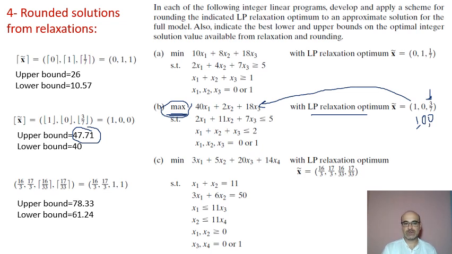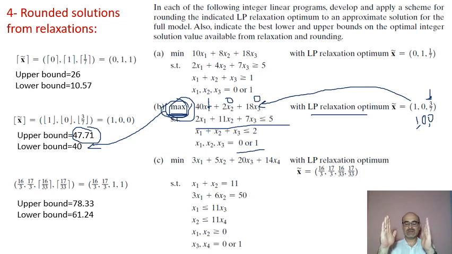Let's try that solution, 100. For the first constraint, it's less than or equal to 5. For the second constraint, it's less than or equal to 2. And the integrality restrictions, binary restrictions, are also satisfied. This 100 is a feasible solution for you. Now, put this 100 into the objective function and calculate the objective function value. So it is 40. This integer feasible solution for this maximization problem gives us a lower bound, which is 40. Look, 40 is your lower bound, 47.71 is your upper bound.